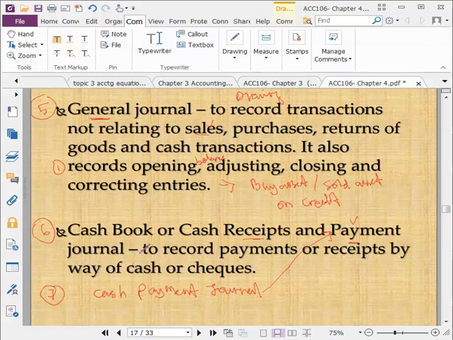Saya nak tanya you all lah. Kalau kita nak record purchase on credit, nak letak dekat journal apa? Purchase goods on credit. Which journal that we should put inside? Purchase goods on credit, my dear. Purchase. Yeah, purchase journal. Okay, sold goods on credit.